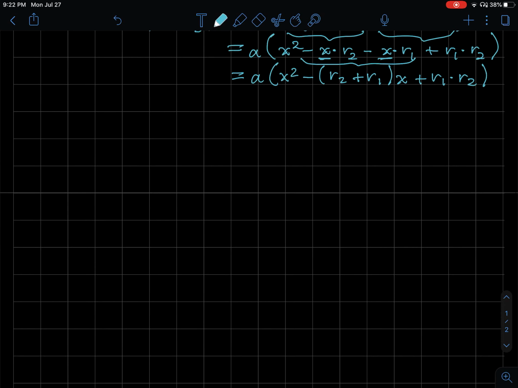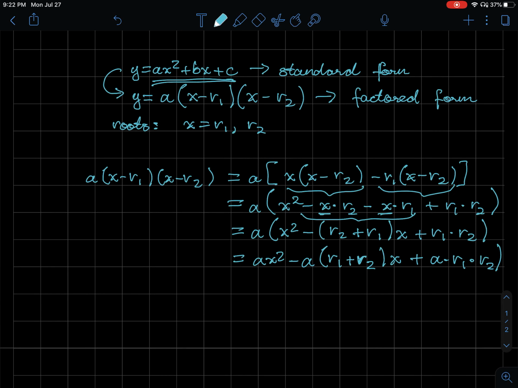And now we're going to just distribute it, and this will give us ax squared minus a into r1 plus r2. Now I just rewrote r2 plus r1 as r1 plus r2, which is equivalent by the commutative property. You can add numbers in any order. And we were missing an a into r1 into r2. Okay.